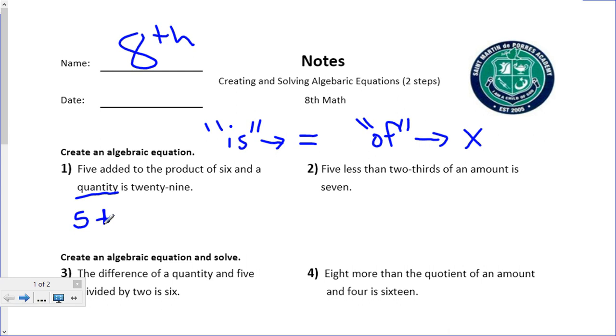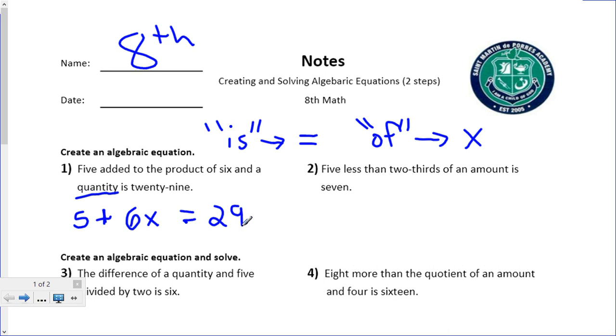Now, the product means we're going to multiply. So multiplication between 6 and that quantity. So multiplication between 6 and the variable. Now, like I said, the word is, that means an equal sign. So we're going to take is, and instead of the word is, we're going to put an equal sign. And then it says 29, so we put 29. So that's our equation. The directions then say to solve it, so we don't have to solve it.